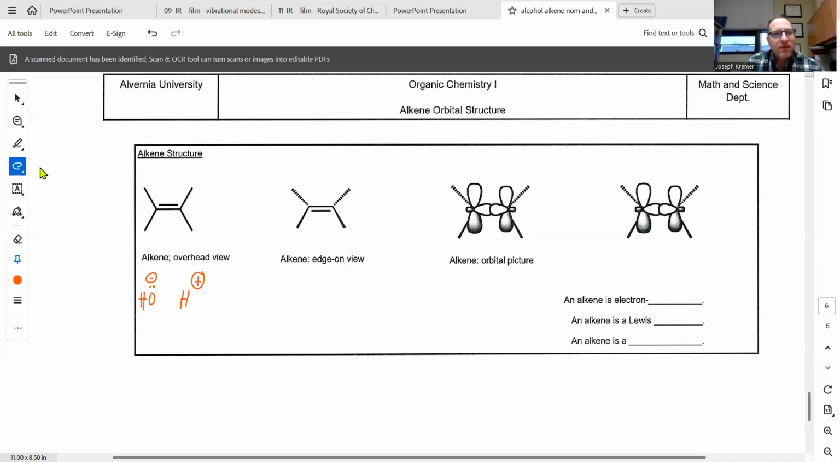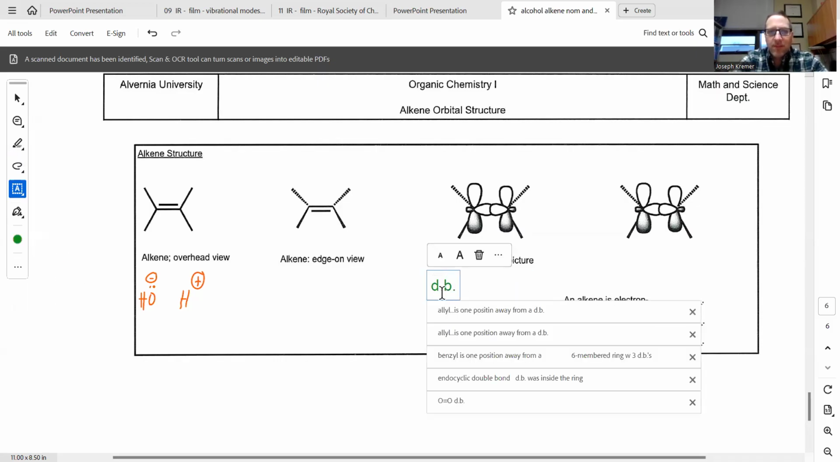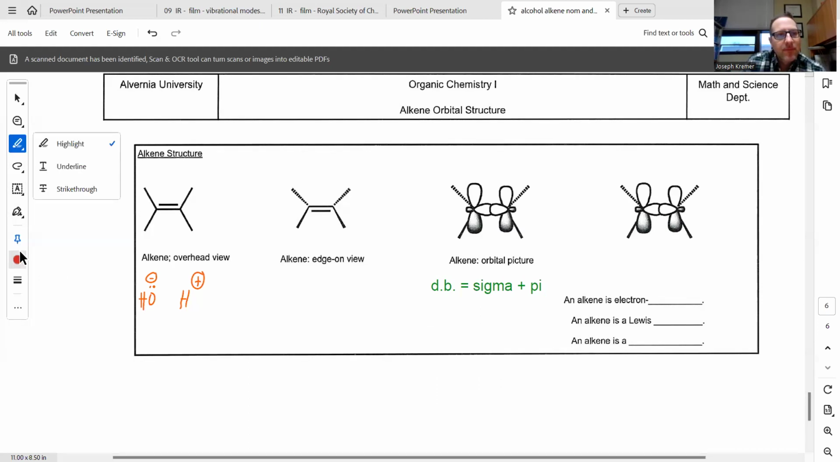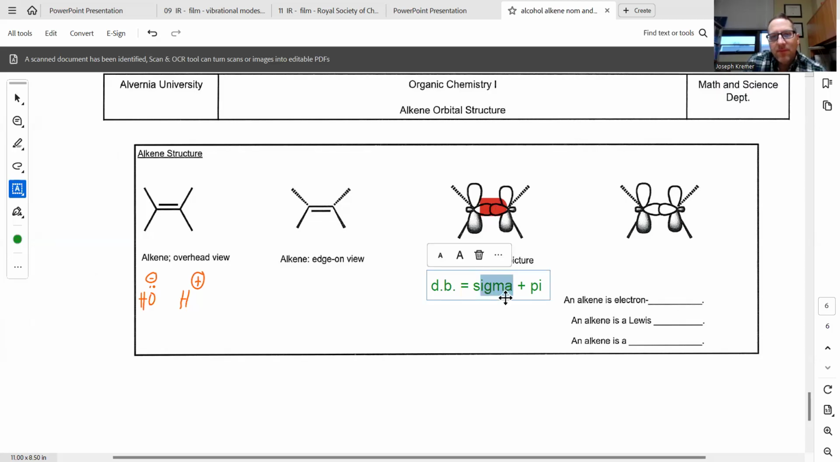So as this lesson winds down, a double bond, remember, is composed of sigma overlap plus pi overlap, constituting two overlaps. This is sigma overlap.